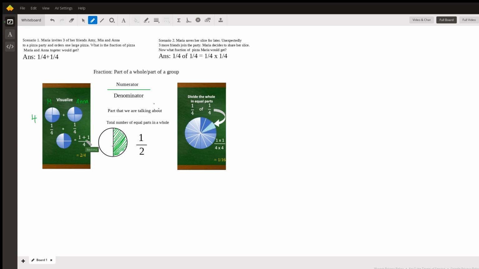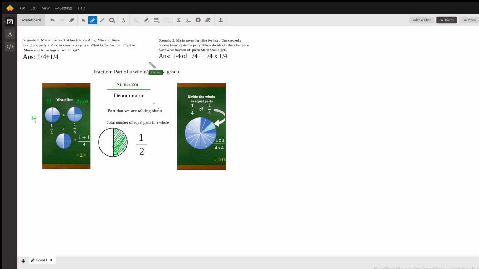So you just add 1 and another 1, and our answer would be 2/4. So now you know why the denominator did not change when you added 2 fractions of the same denominator: the total number of equal parts in the resulting pizza is also the same, which is 4. Now let's look at another scenario.